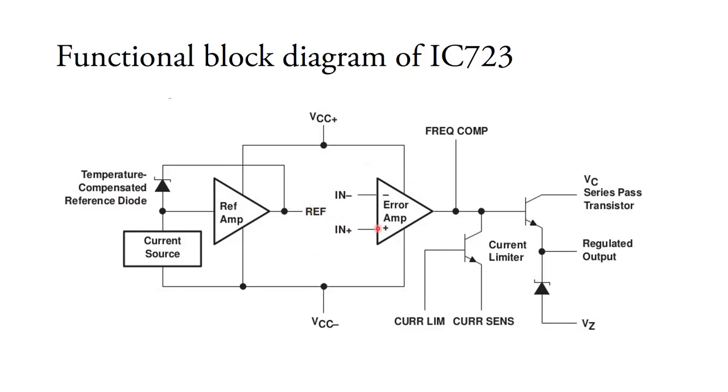Error amplifier does the operation of a comparator. It is basically a comparator. It has two signals, inverting input and non-inverting input. It compares both the signals and provides the error signal. In this case, the reference amplifier output, that is 7.15 volt, is connected to the non-inverting input, and the inverting input is connected to the output voltage V0. It compares these two signals, the reference signal and the output signal. If there is any variation, it provides the error signal. The error signal controls the series pass transistor, thereby providing regulated output voltage V0.